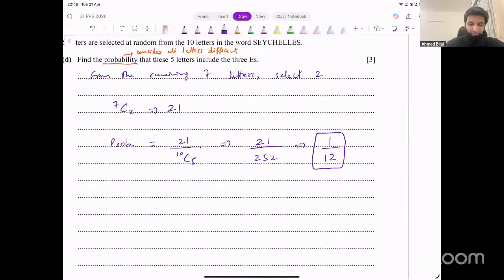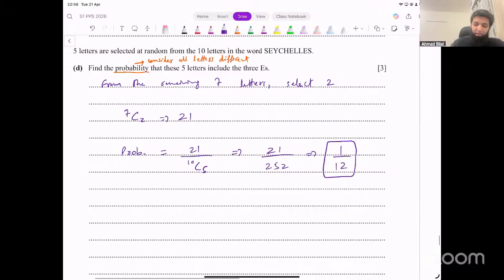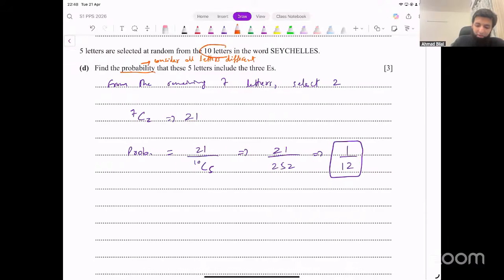Why 7C2? Okay, let me repeat. There are 10 letters in total. Remember, when we are finding probability, we consider all letters as different. Now, if we want to select all 3 E's, what we are saying is, let's write it down like this.